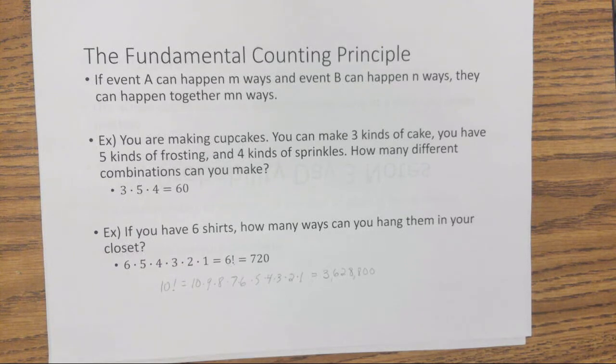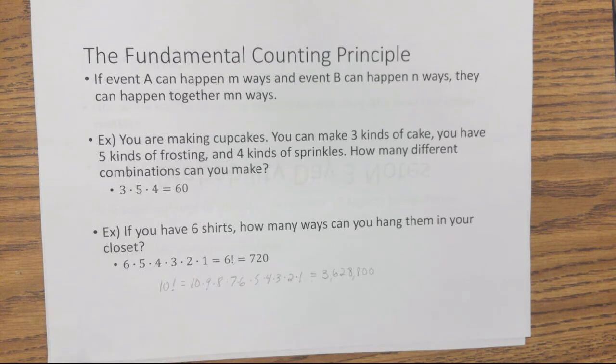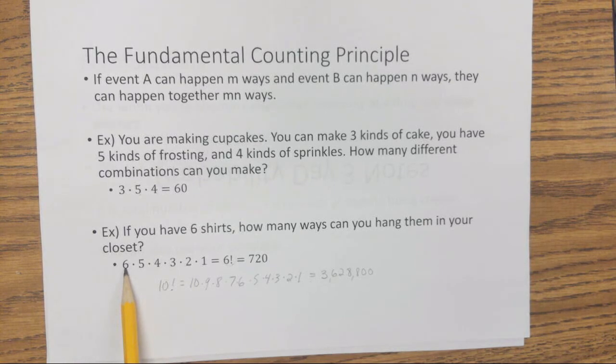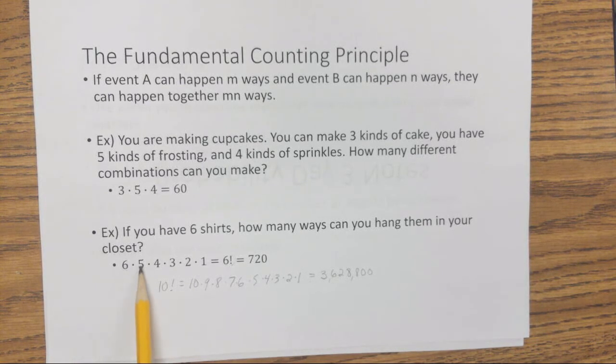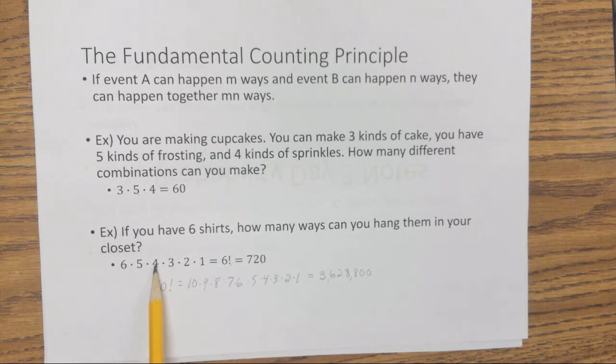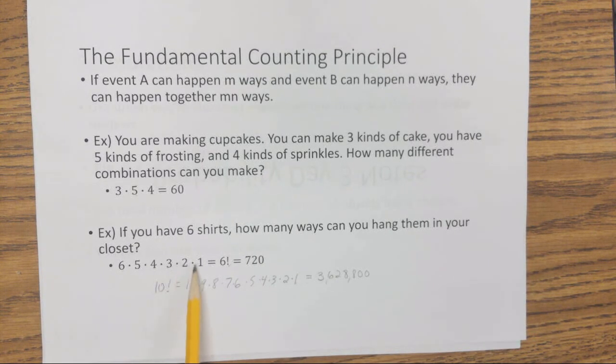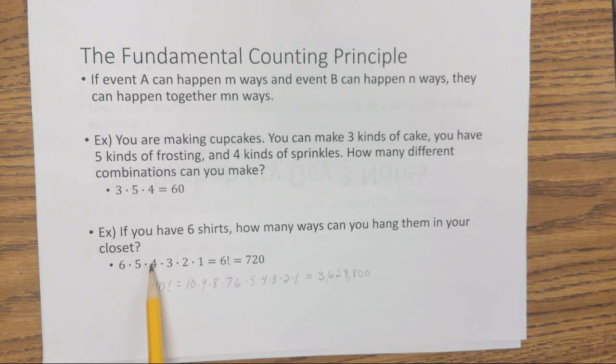Here's another example. I have 6 shirts. I want to figure out how many ways I can hang them in my closet. Well, all I do is 6, 5, 4, 3, 2, 1. Multiply all those together. The reason I do it that way is because to start off I have 6 shirts. Then I hang one up and I've got 5. I hang one up and I've got 4. Hang one up, I've got 3, and so on. So 6, 5, 4, 3, 2, 1 multiplied together.